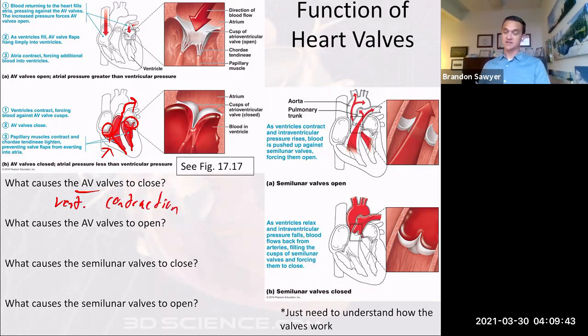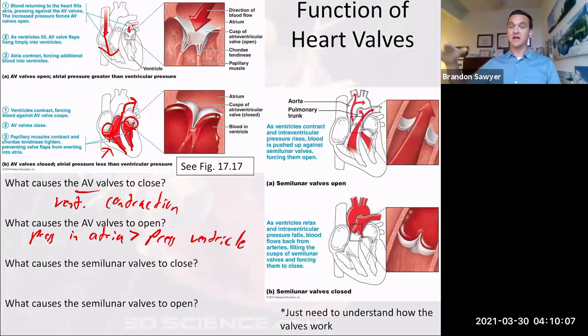Okay, what causes them to open? Well, what causes them to open is when blood is rushing down, and we can see it here, when blood rushes down this way and the heart's not contracting. So really it's when pressure in the atria is greater than pressure in the ventricles. Okay, so that would be when the heart's relaxing and blood's filling in the atria, so that creates pressure and it opens up those AV valves.